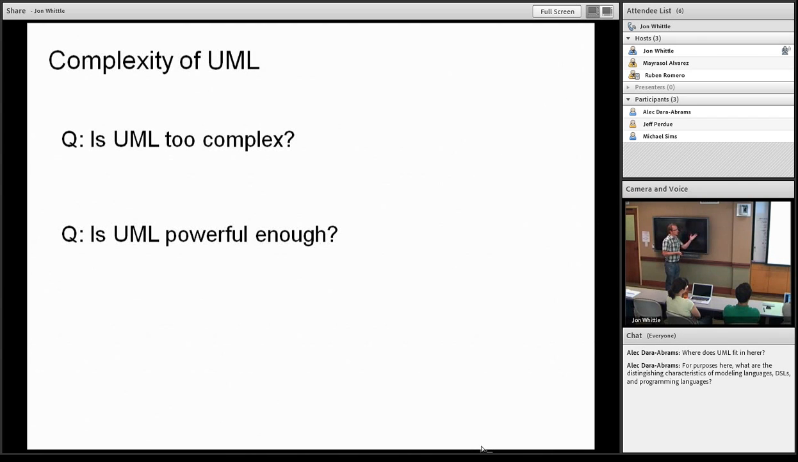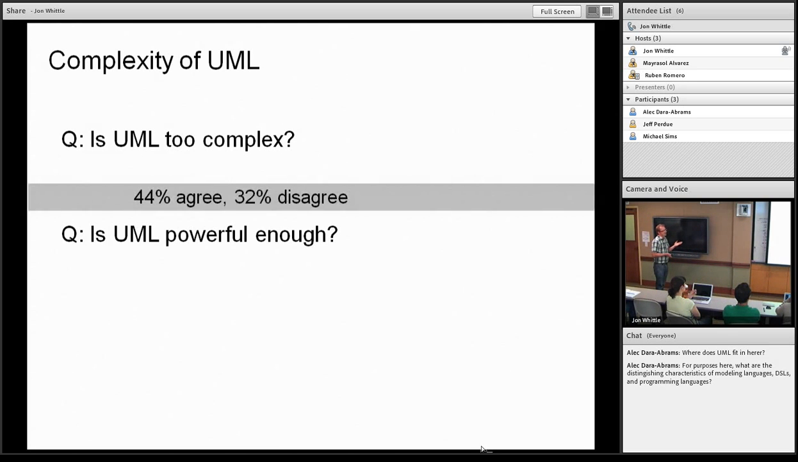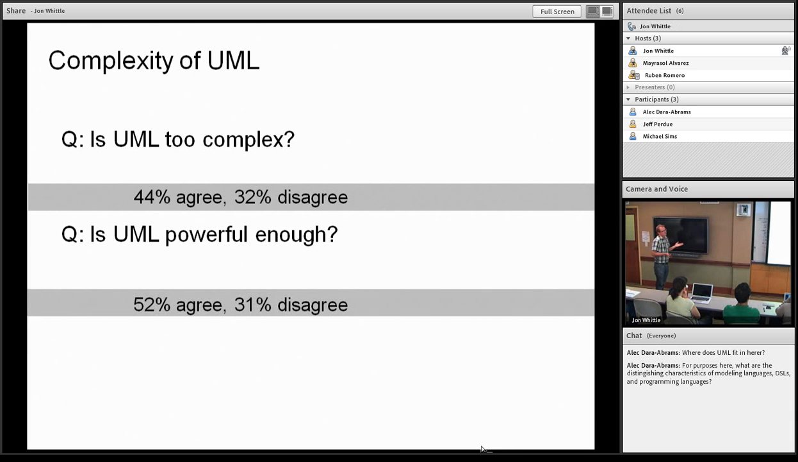There's something about UML. Again, this survey wasn't just about UML, but I always include this for fun, especially if there's some UML people in the audience, as there have been in the past. Is UML too complex? About half of the people say it is. Is it powerful enough? About half of the people say it is. So it seems that UML is both too complex and not powerful enough.